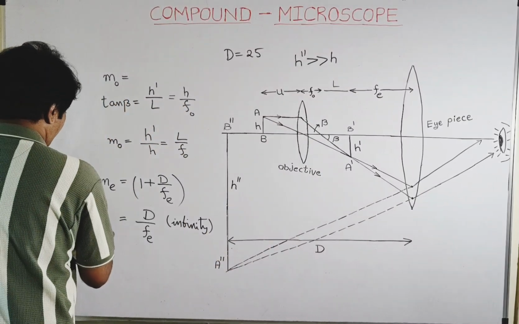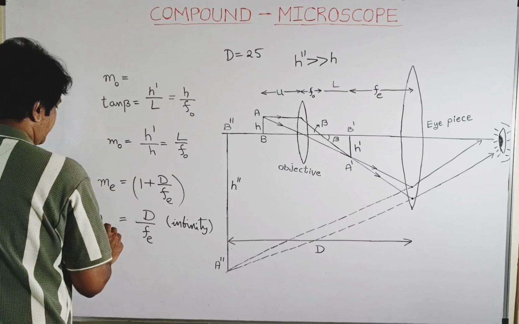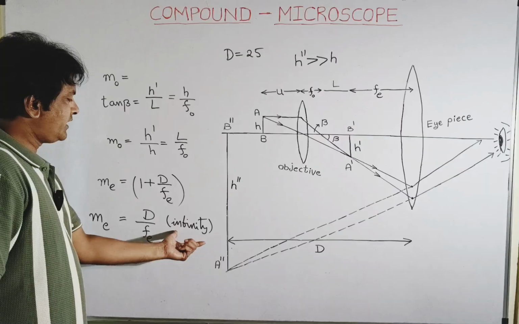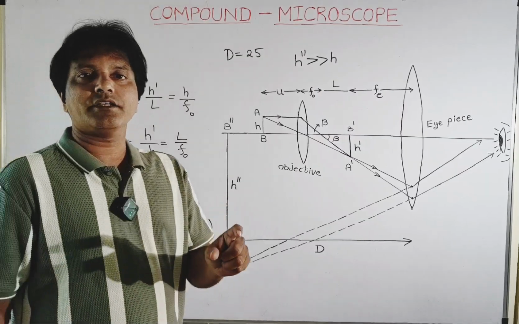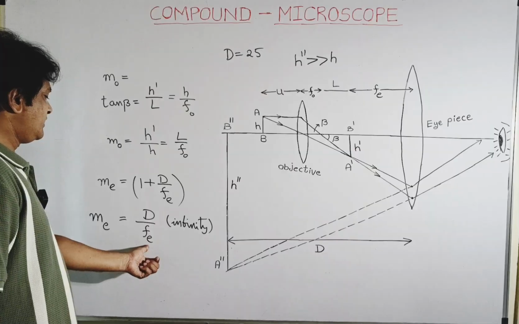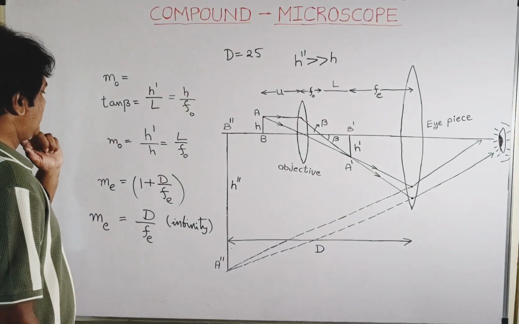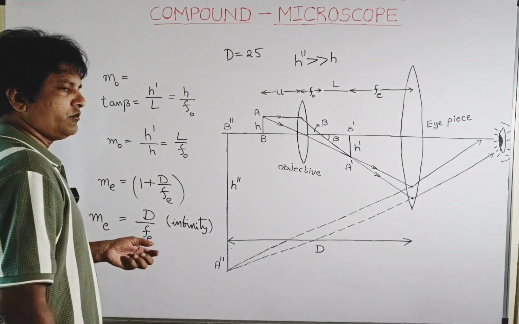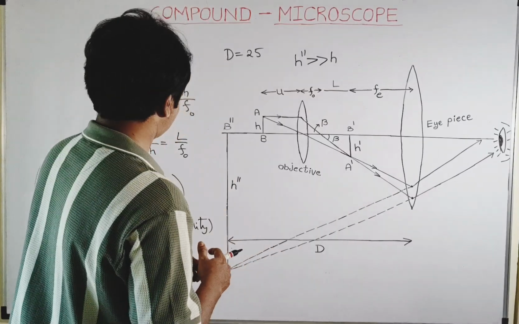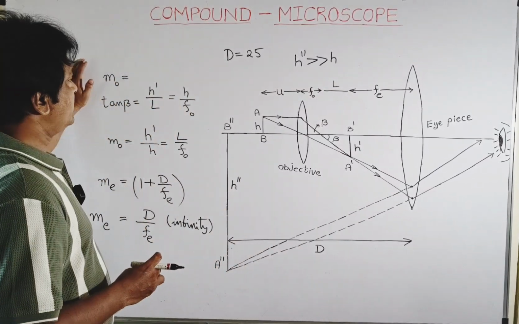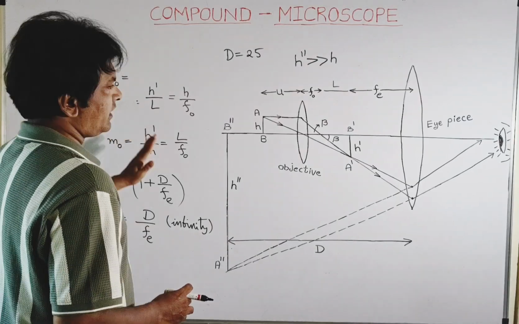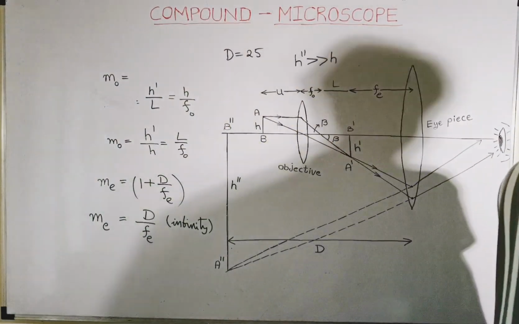So this is the magnification. Now we cannot call this linear magnification. When the image is at infinity, we take it as angular magnification. So this is linear magnification, this is angular magnification. We consider that the image is formed at infinity.